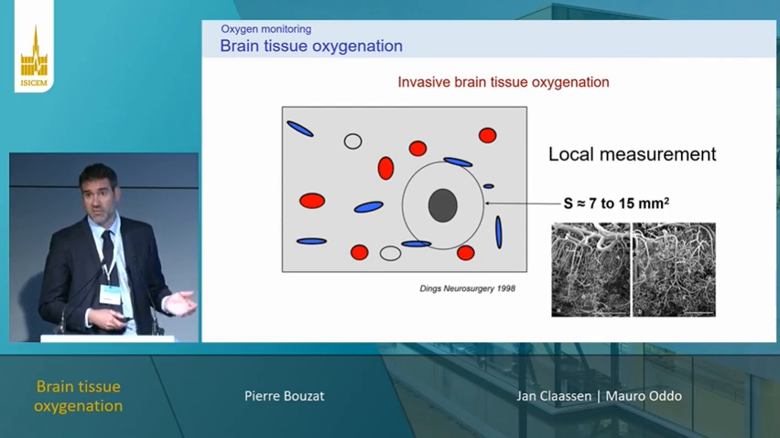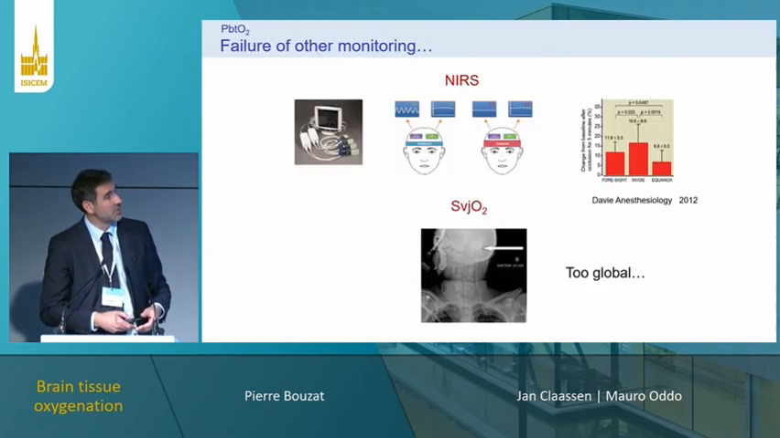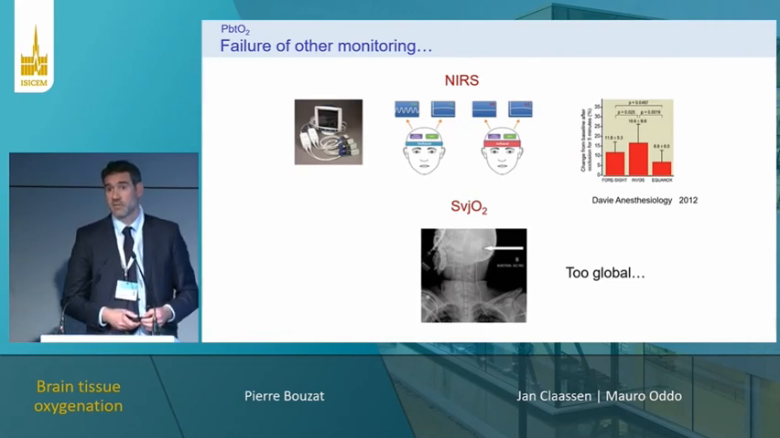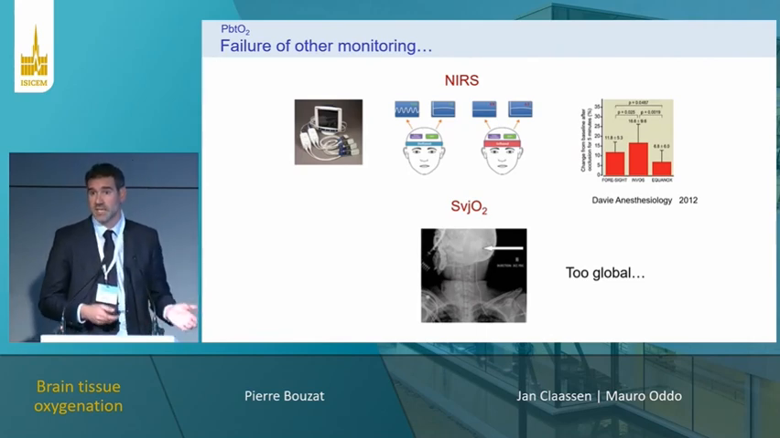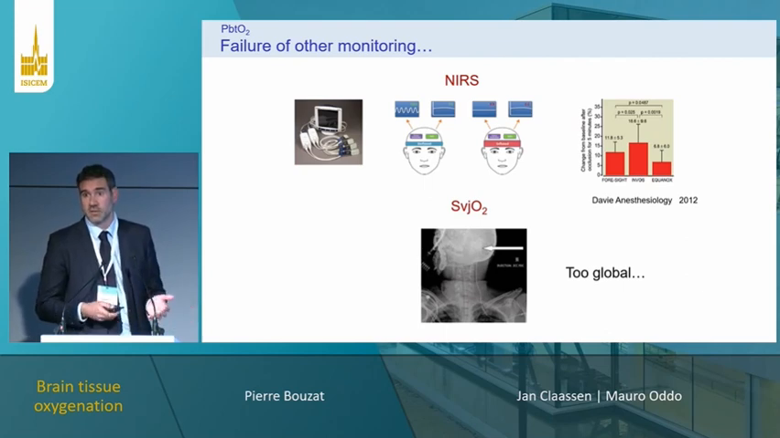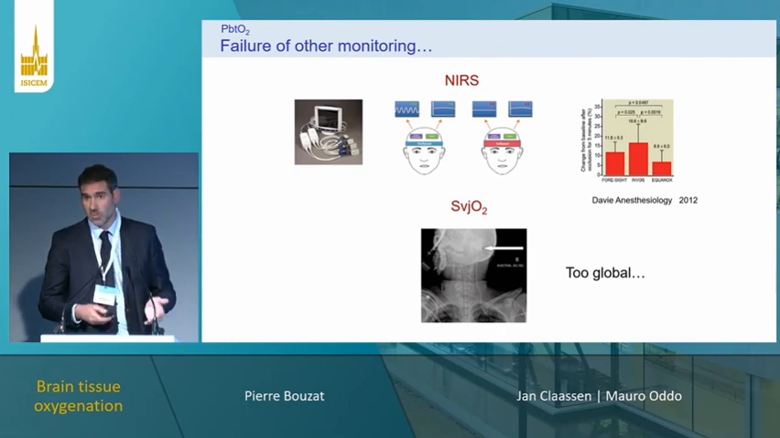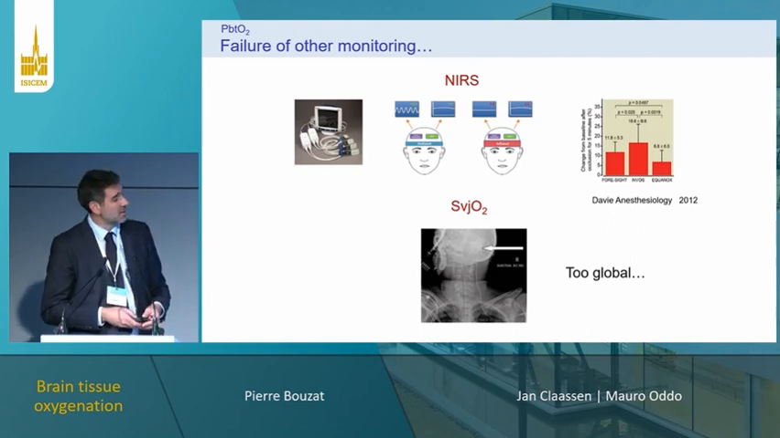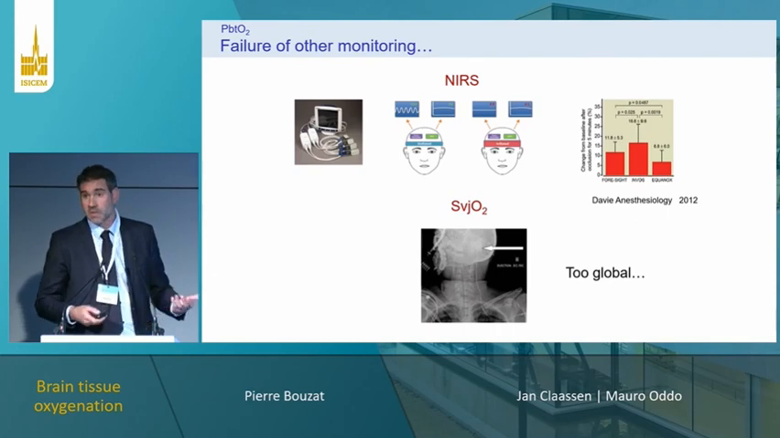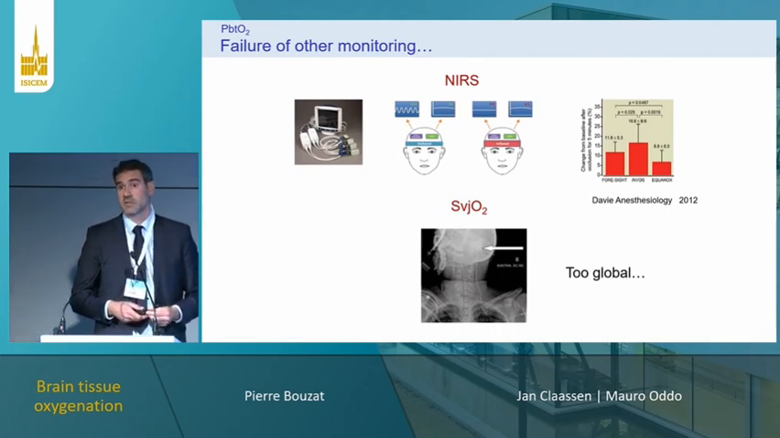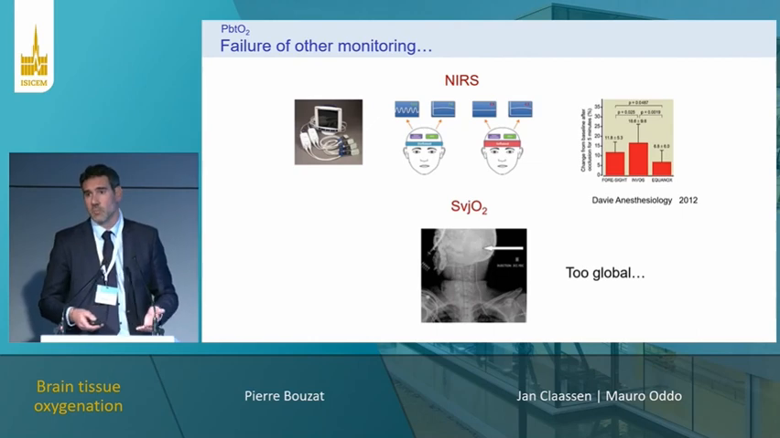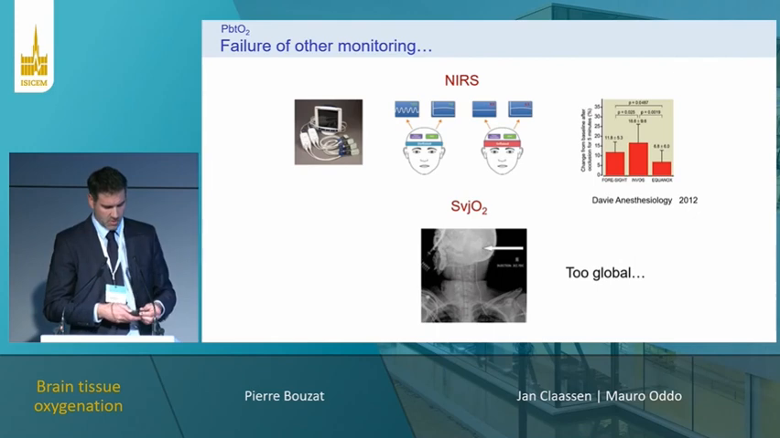But the success of this monitoring is almost the failure of other monitoring. The NIRS technique has many drawbacks. You can have an extracranial contamination. The jugular bulb oxygenation is too global, and it can induce complications that can be fatal for the patient, like a thrombosis of the jugular vein. So the reason why brain tissue oxygenation has become one of the most important tools to measure brain oxygenation is the failure of other monitoring.